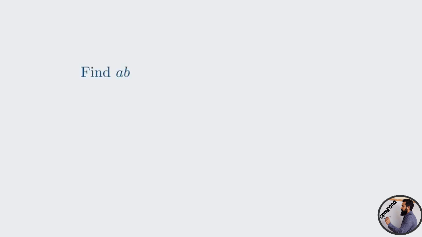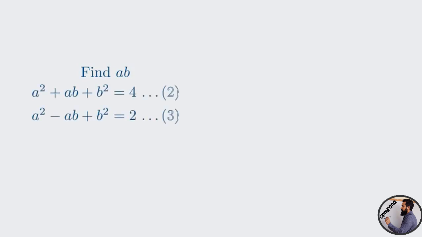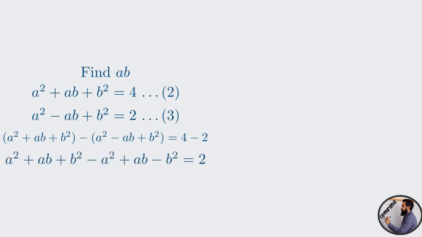Finally, let us solve for the product of a and b. We have our two equations. Equation 2 is a squared plus ab plus b squared equals 4, and equation 3 is a squared minus ab plus b squared equals 2. Instead of adding the equations like we did last time, we will subtract equation 3 from equation 2. Pay close attention to the signs as we distribute the subtraction through the second expression.